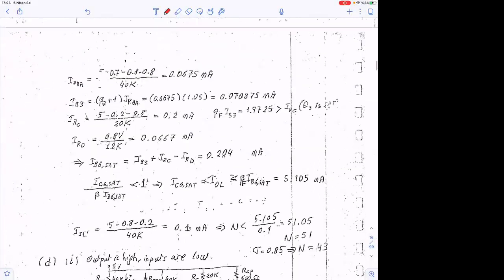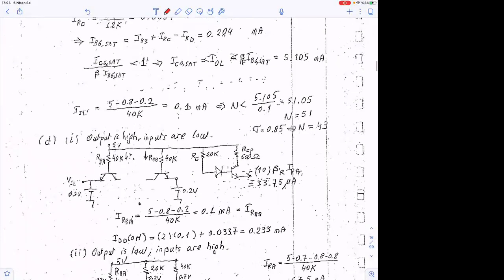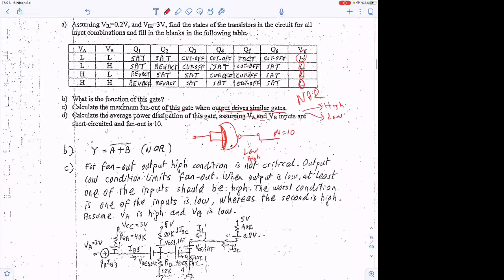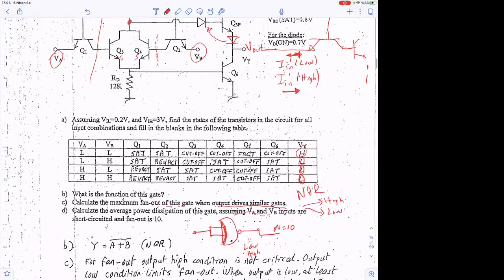In many cases, you have already calculated these currents for one part of the circuit. If you calculated the currents, for example, for fan out, then you don't need to recalculate them. If you know the case, and you know the currents from those branches for those cases, then you can just use them, okay? So you can save time.